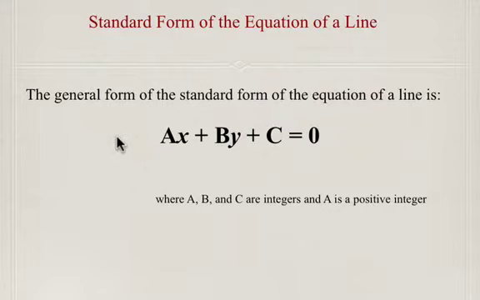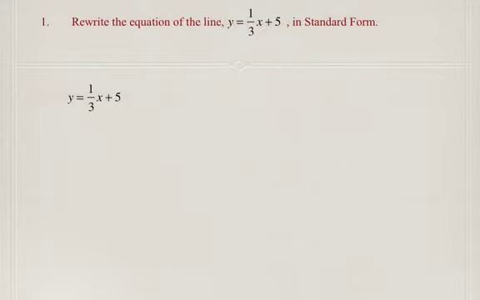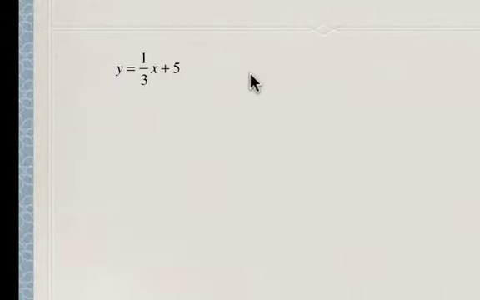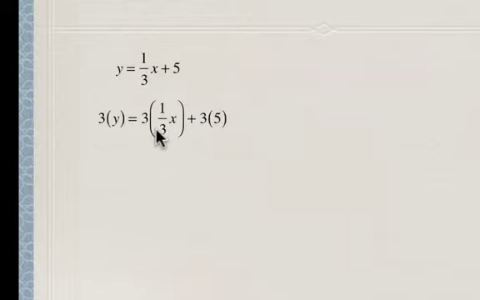So let's take a look at an example, and we're given the equation y equals 1/3 x plus 5. You can recognize that this is in y equals mx plus b form, a line with slope 1/3 and a y-intercept of 5. We're asked to rearrange this to put it into standard form. The first thing we have to do is multiply both sides by 3. When we multiply y by 3, we have to multiply everything else in the equation, so we multiply the 1/3 x by 3 and the 5 by 3 as well.